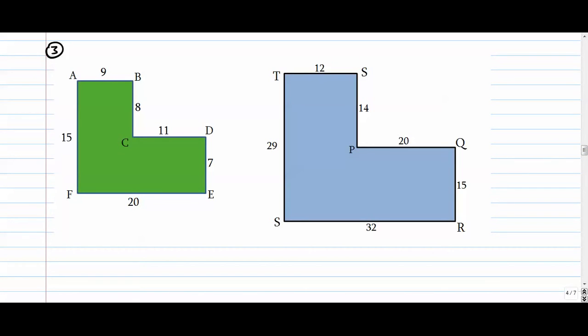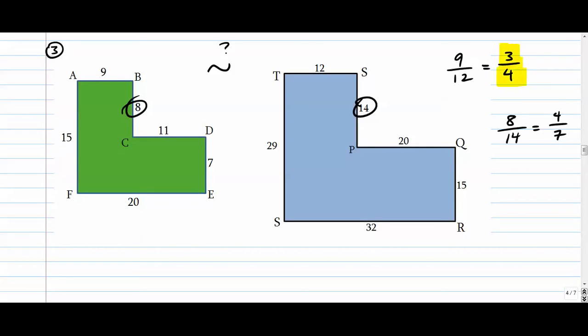Same question. It's a question of similarity. So here we go. We go 9 over 12. They're both divisible by 3, so that's 3 over 4. And the next set of corresponding sides will be 8 over 14. They're both even, so that's 4 over 7. Oh, wait a minute. These fractions right here are not the same. So these figures are not similar.